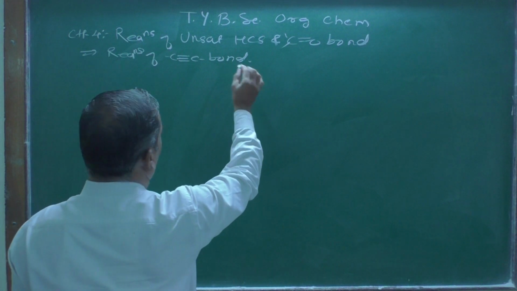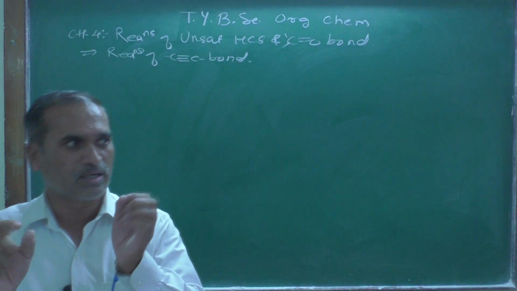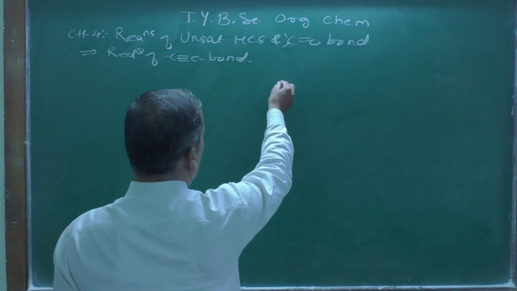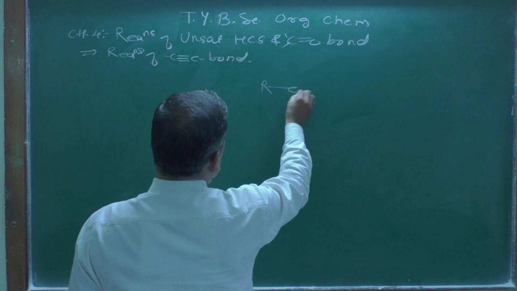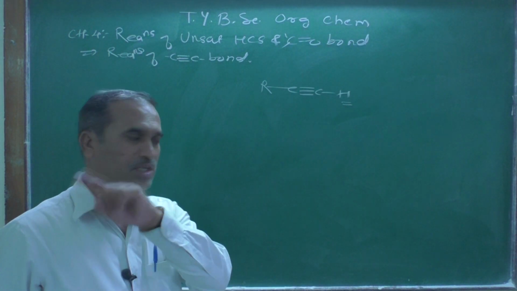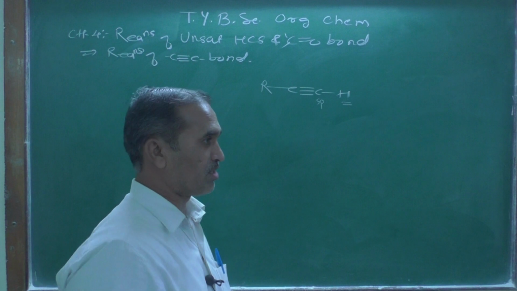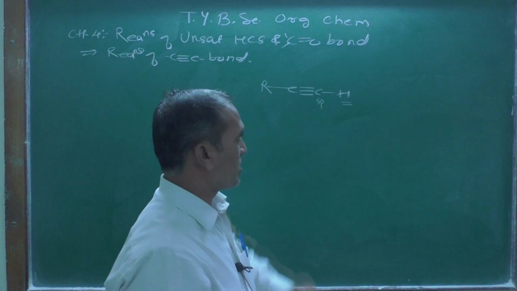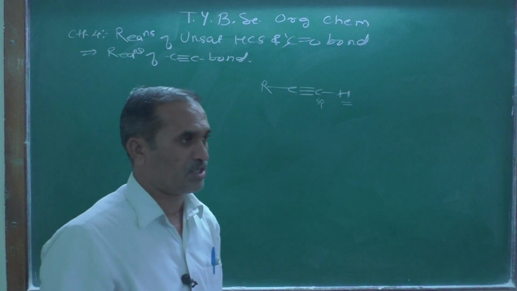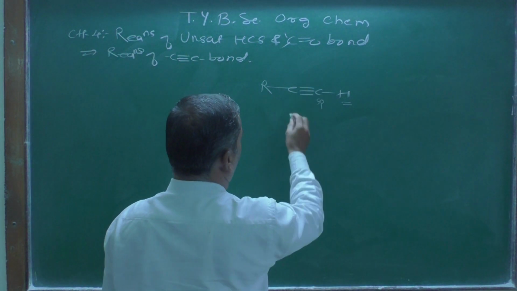This is a general introduction regarding the carbon-carbon triple bond. Now, suppose we have R-C triple bond C-H. This proton is highly acidic in nature because it is attached to a carbon atom which is sp hybridized. If you compare with alkene, the alkyne is highly acidic, and that molecule becomes cylindrical in nature.